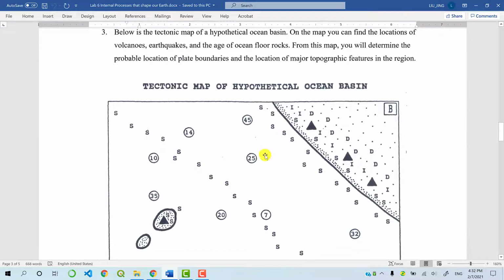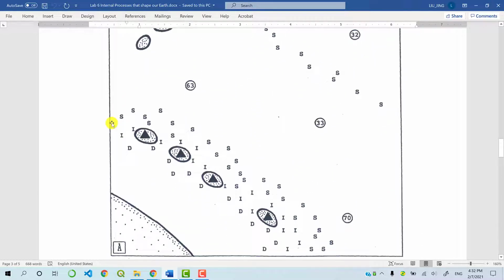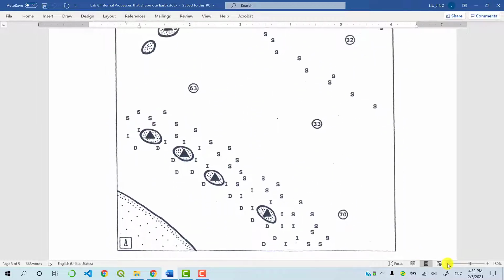All right, so that is the second one. The third one, you need to explore a little bit more. This one shows you a map. Down here, let me zoom out a little bit.